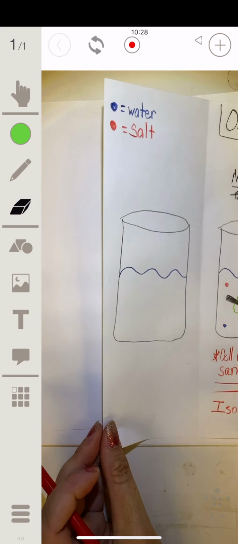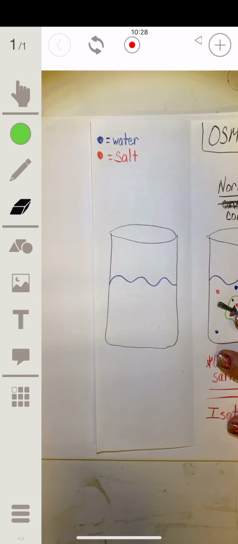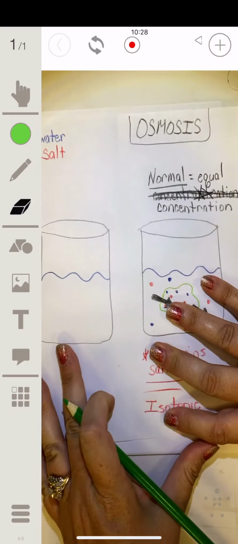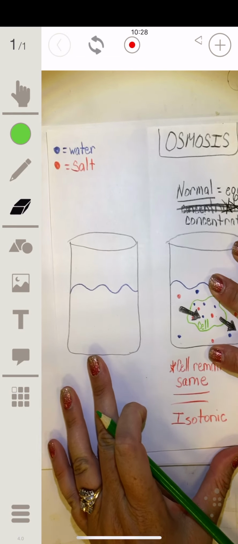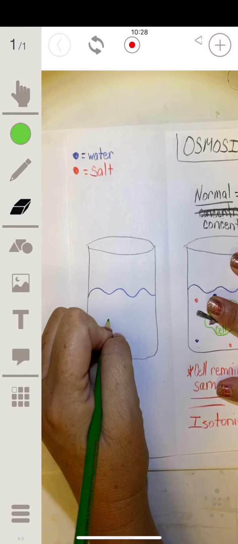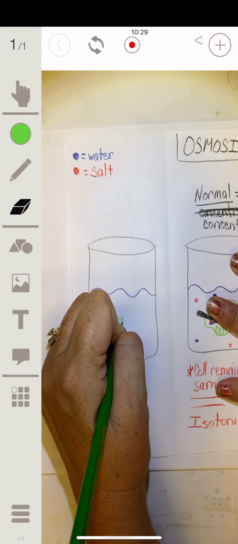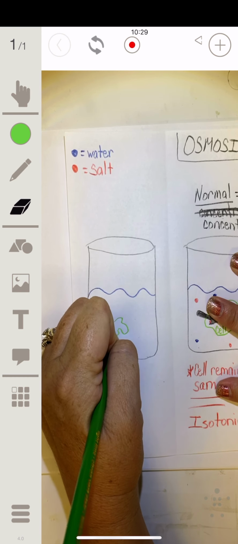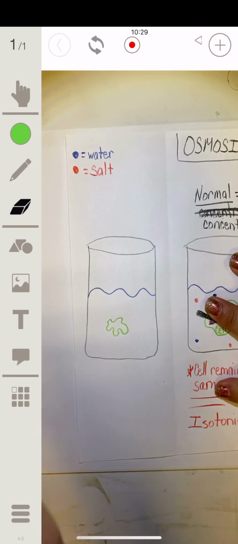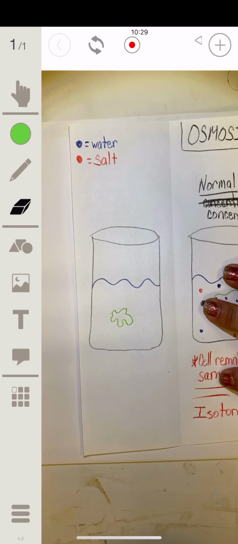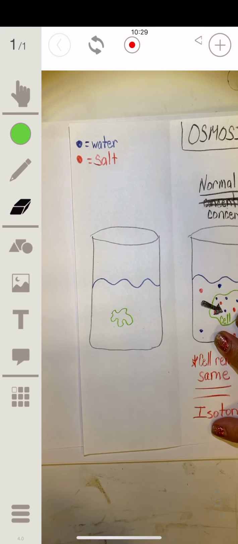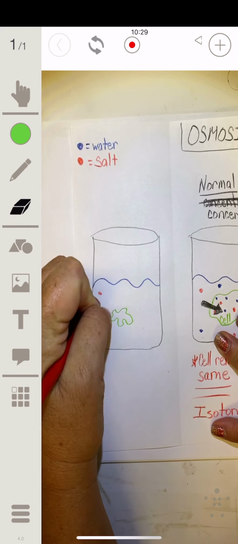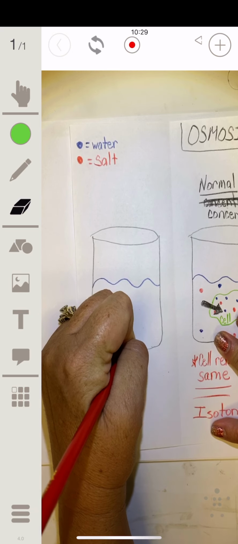All right, now that you've got the middle panel complete, now we're going to look at what happens when there is a salty concentration around the cell. So we're going to pick up the cell color that you had over here, which for me was green. And this time our cell is going to be all shriveled up, so it's going to look much smaller, kind of like a deflated balloon. And on the outside of your cell, let's put about 10 salt molecules.